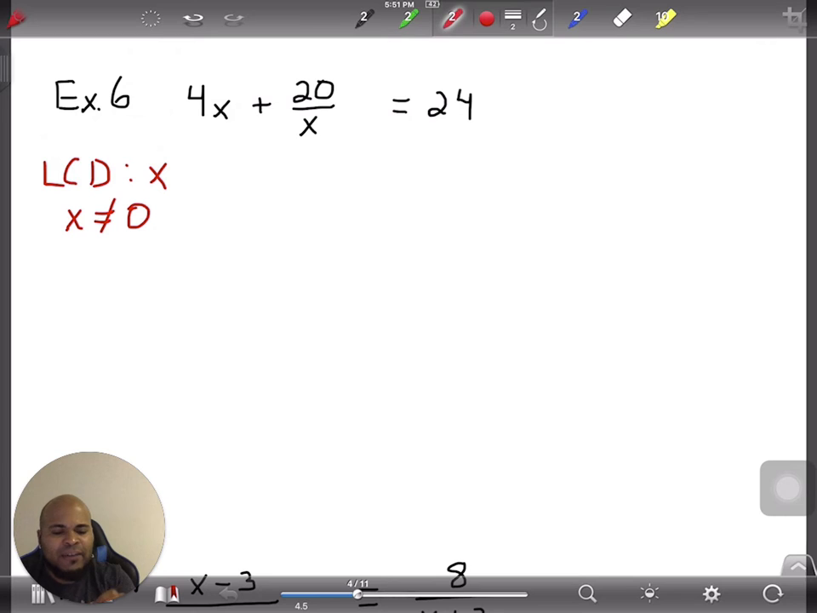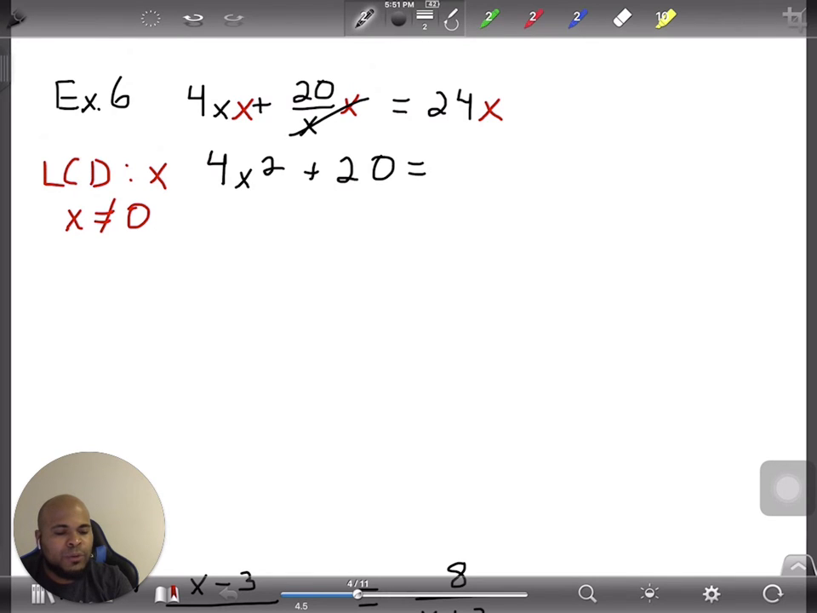So I'm going to multiply every single term by the least common denominator. That's my second step. Multiply everything by x. When I do that, I'm going to get the 4x squared. These cancel. So plus 20 equals 24x. Now, this is similar to a problem that we did before. However, the x squared canceled last time. And right now, I don't have anything to cancel it with, which means this is a quadratic function. I'm going to end up with a trinomial that I'm going to have to most likely factor.